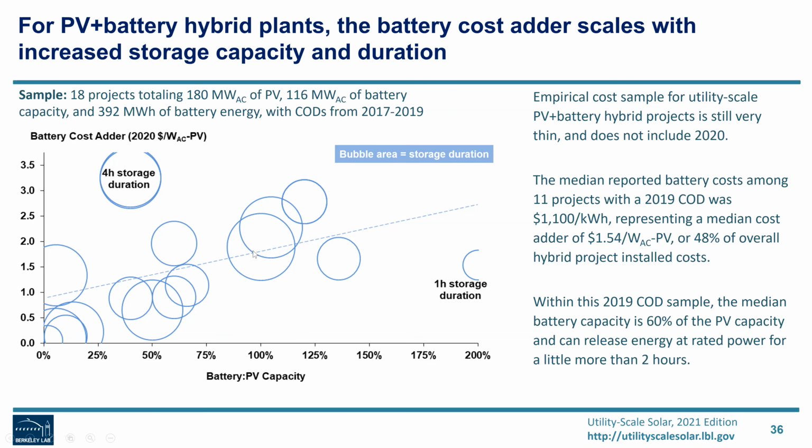So for example, if you were to add, let's say, a 4-hour battery sized at parity with your PV plant, at least historically, that might have added another $2 per watt onto the cost of your project.